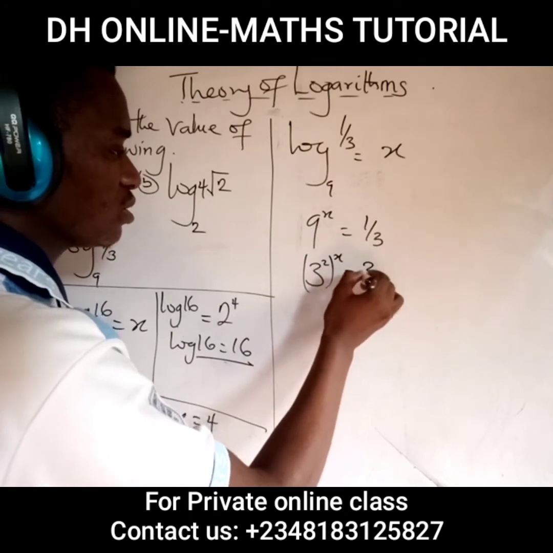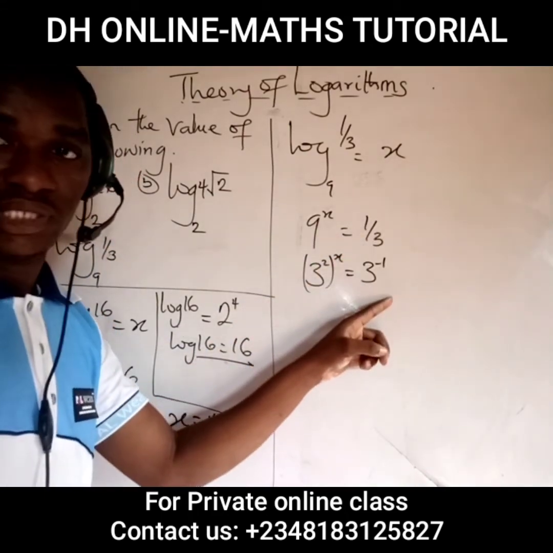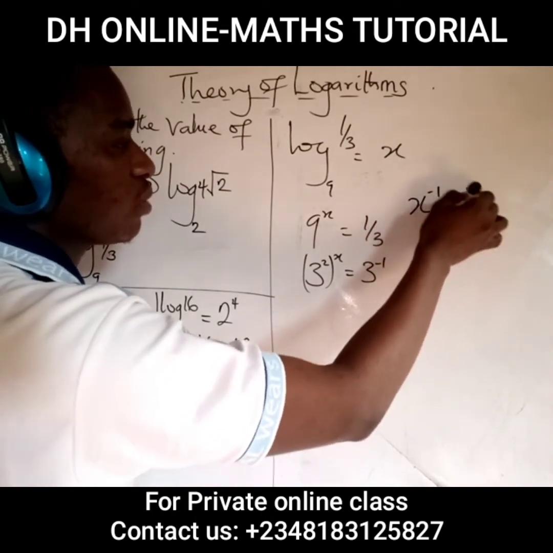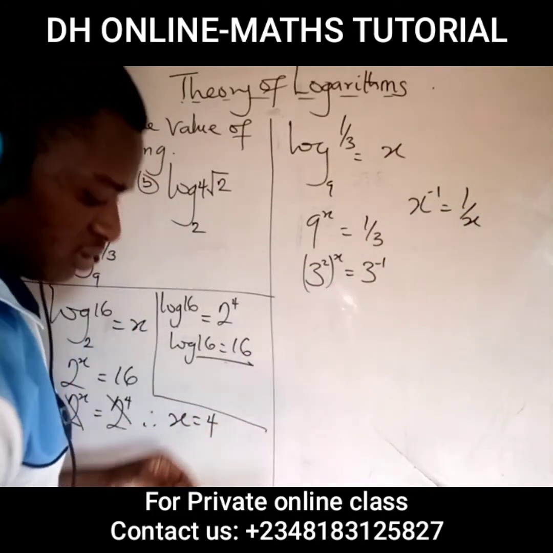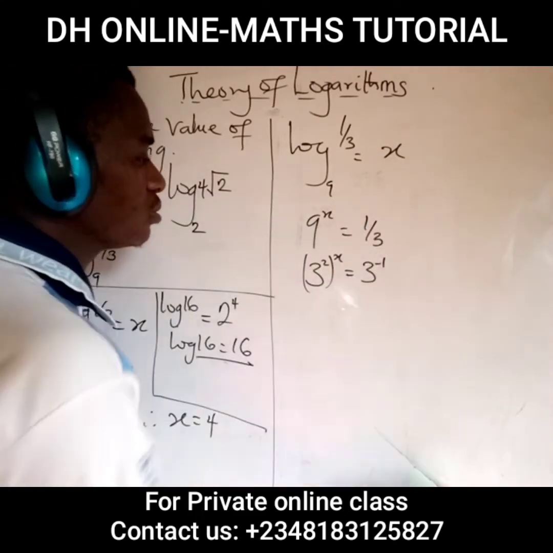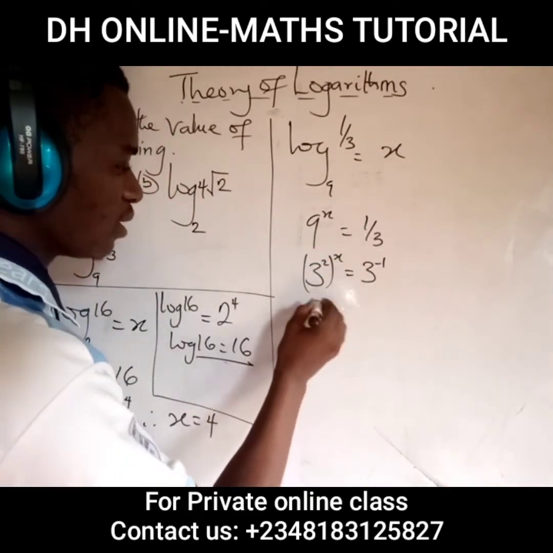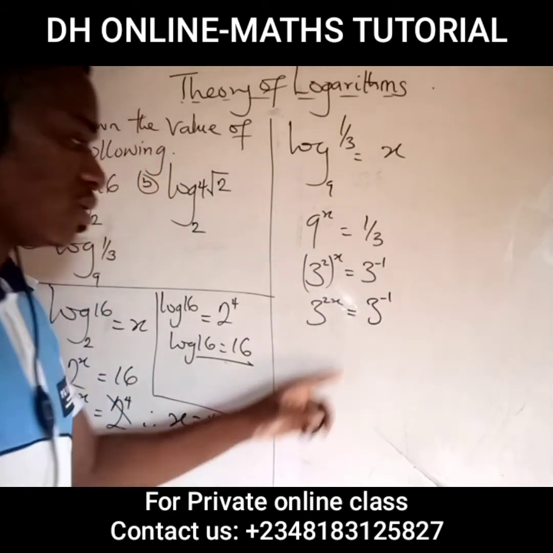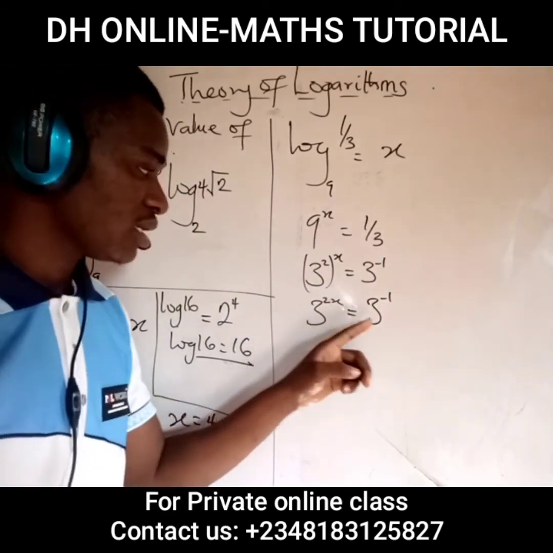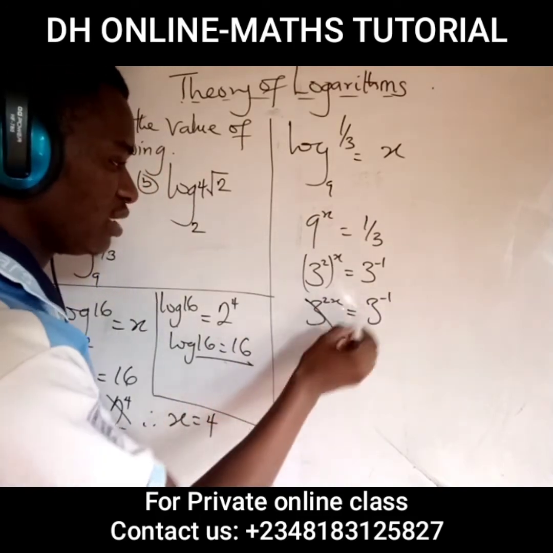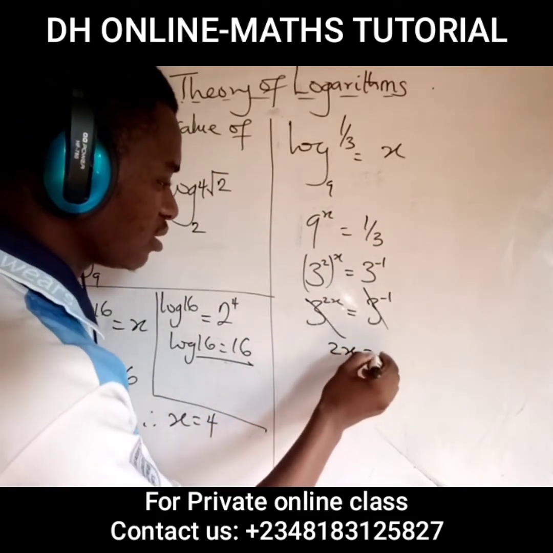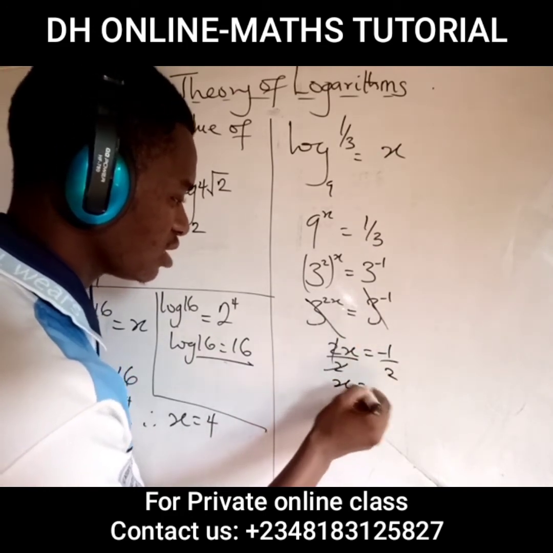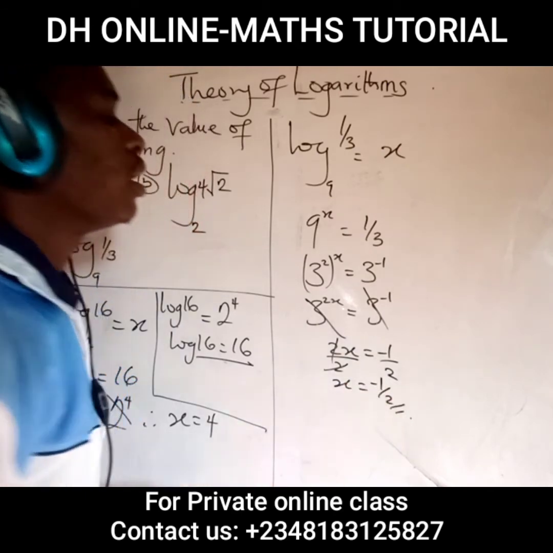So this is in indices. This is what gives us in indices, because in indices we see x to the power of minus 1, that's giving me 1 over x. So that's what I did here. So power multiply power, that's giving me 3 to the power of 2x, 3 to the power of minus 1. Bases are the same. So 2x equal to minus 1. Divide both sides by 2. That's x is equal to minus 1 over 2.